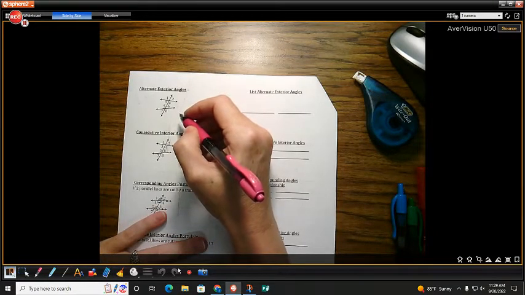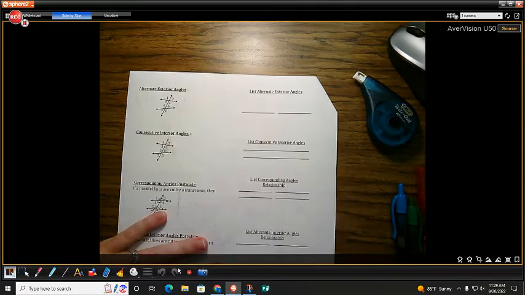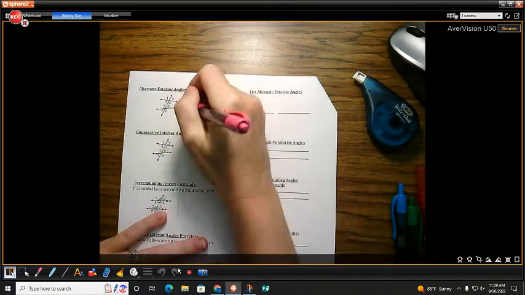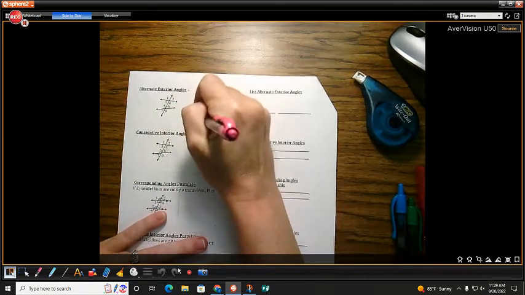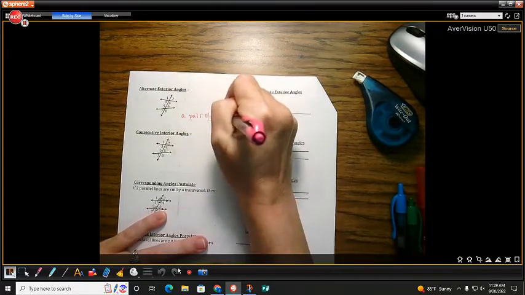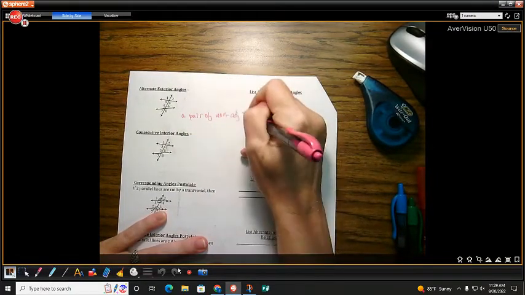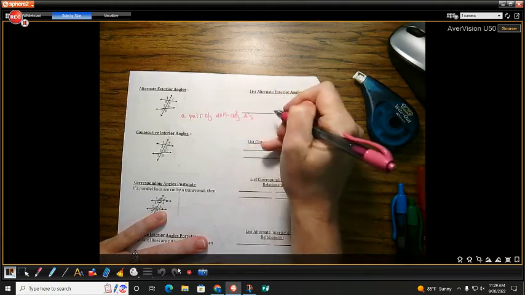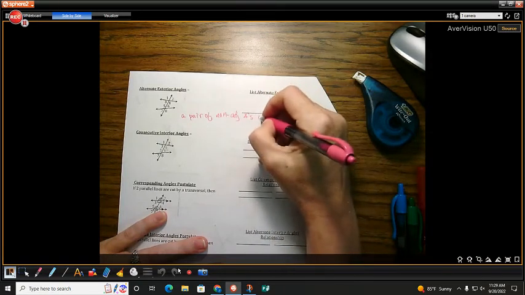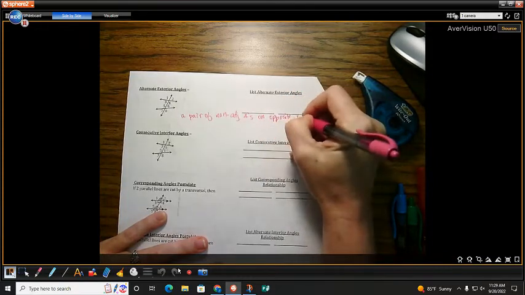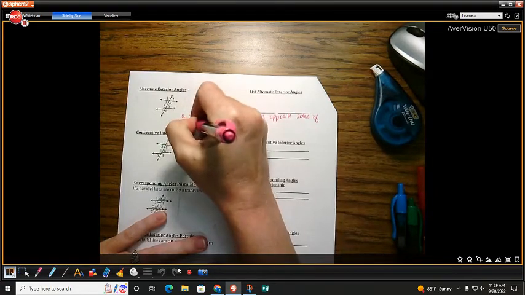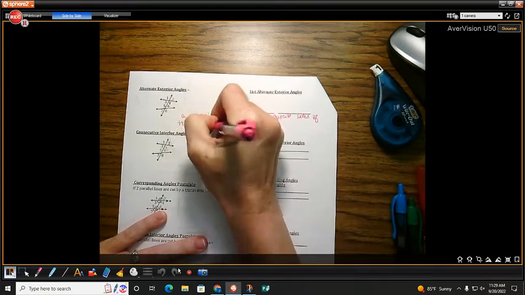Extrapolating from our previous definitions. Cole? I need to be able to hear. A pair of non-adjacent angles, on opposite sides of the transversal, both outside the pair of lines.